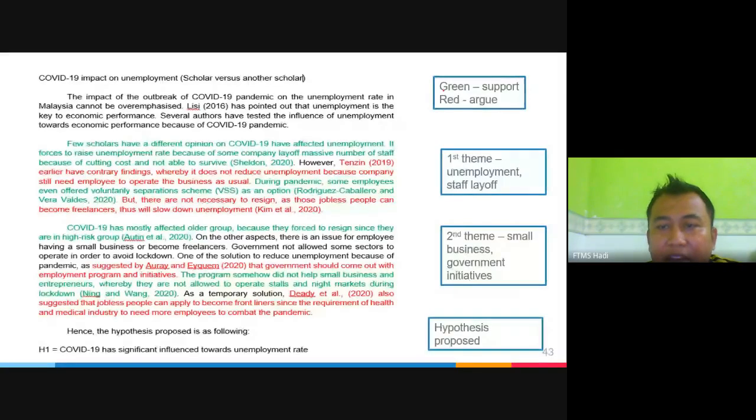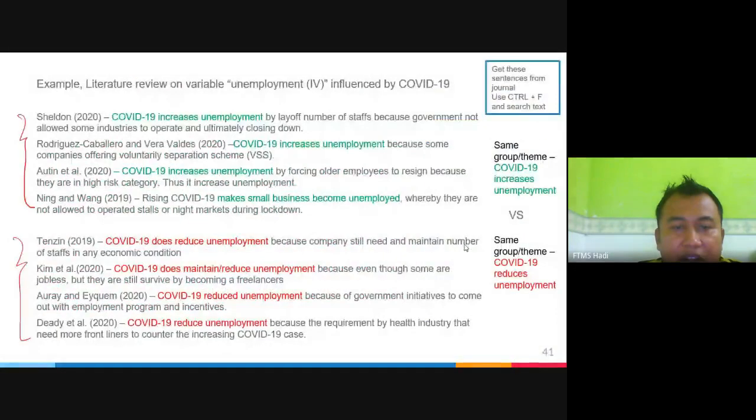Okay. Another thing that you can do for the literature review, as another option, is this one. I combine green and red. Green is support, red is argue. You see, I separate based on the first theme, which is unemployment and staff layoff. Second theme, small business and government initiative. Okay, this is based on the analysis that I've been doing. This is more on government. This is more on separation scheme, and then older employees.